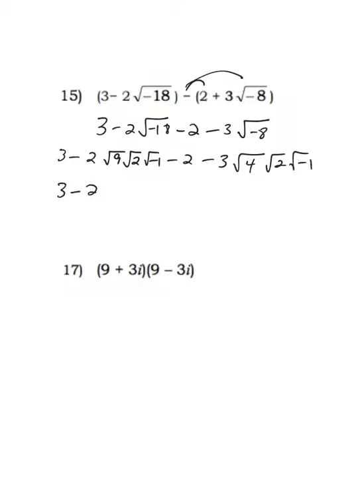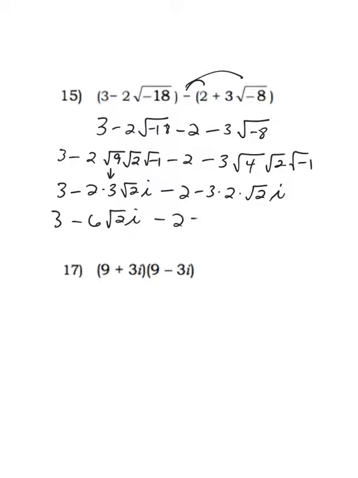3 minus 2. This is a perfect square. This is not. This is i. This is a perfect square. This is not. This is i. So I have 3 minus 6 radical 2i, minus 2 minus 6 radical 2i. I have two terms here that are like terms, so I can combine the 3 and the -2 to get 1, and then I have minus 12 radical 2i. Craziness.